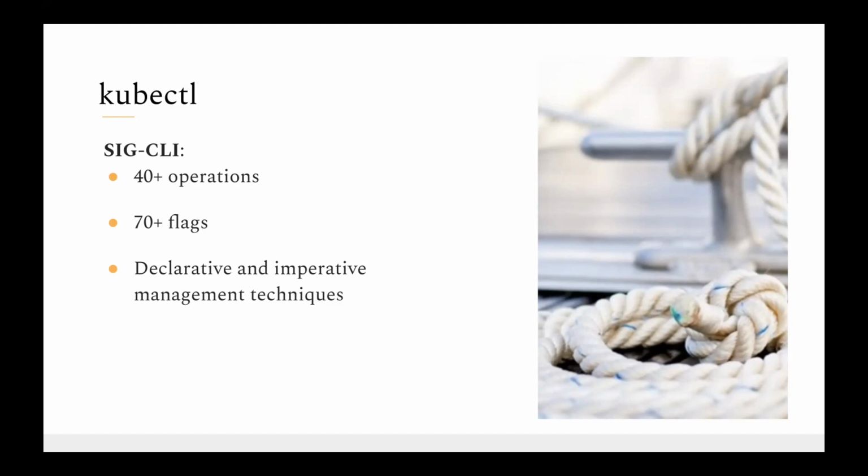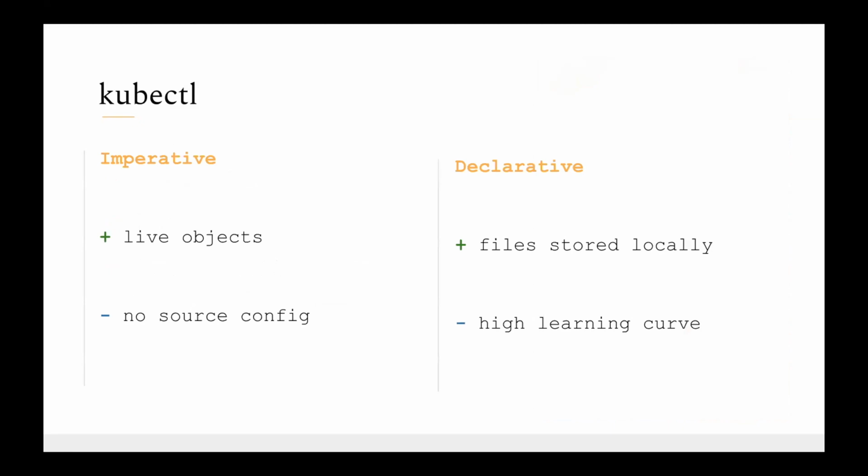And I would like to introduce these two in slightly more detail. The imperative approach is when a user actually types kubectl commands and they will directly interact with the live objects in the cluster. So if they do a kubectl delete, that object is going to be removed straight away. Or if they do kubectl create, for example, that object is actually going to be created.